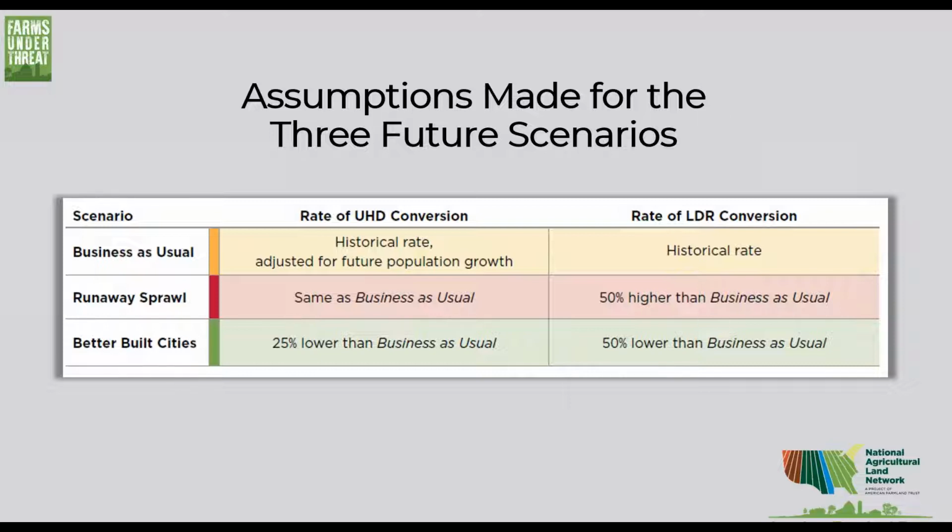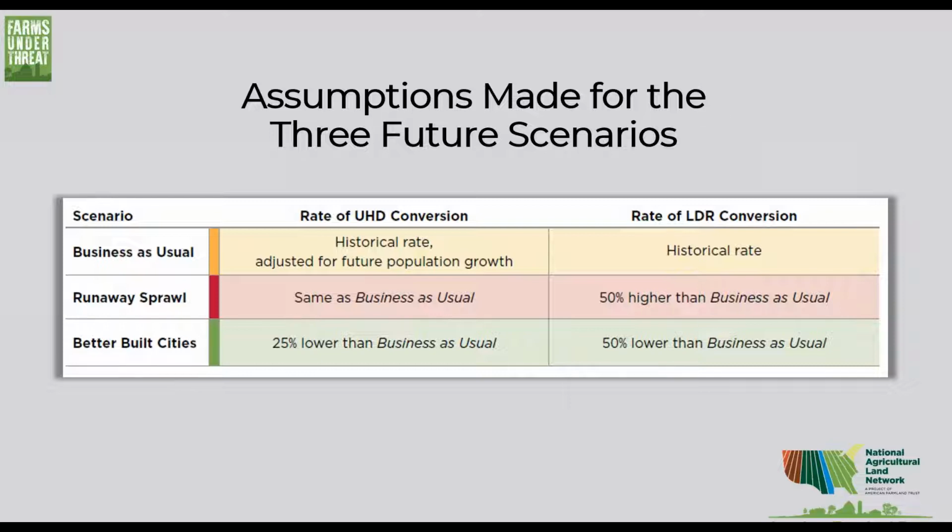And then lastly, on the better built cities, we assumed a lower rate of conversion. We assumed a 25% lower rate. That is based on evidence that there are some cities and communities that have been able to grow with a much smaller footprint. So we know that it is possible. And we took a more aggressive approach on the could we reduce the rate of low density residential land use by 50% from the business as usual.